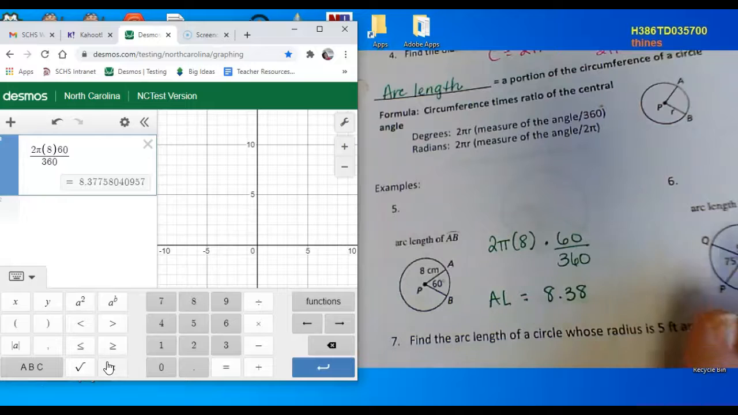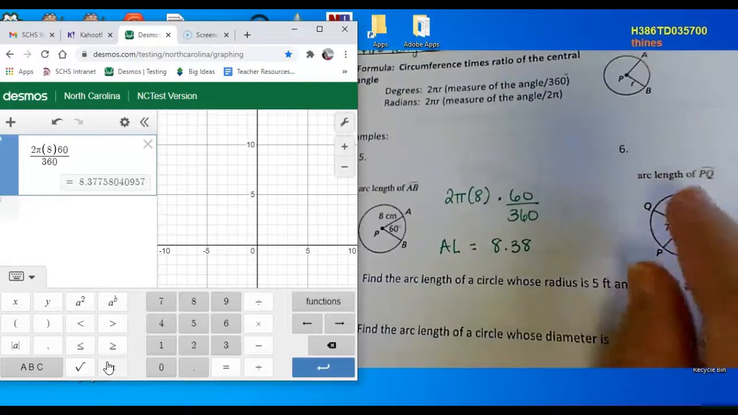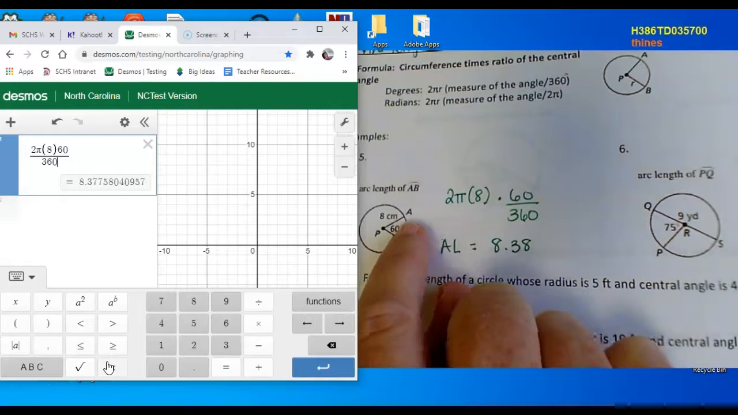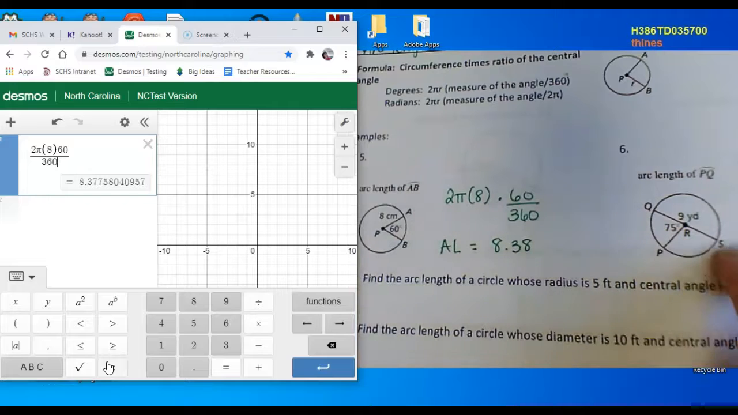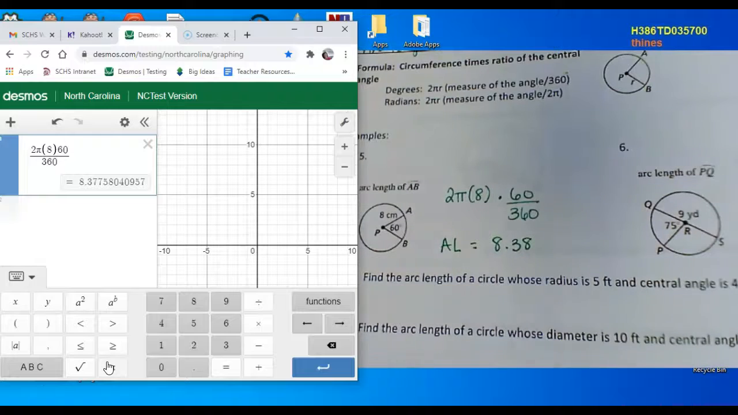Okay? All right, I'm going to let you try number 6. Number 6 is just a tad bit different because they gave me the diameter. They didn't give me the radius. The radius here was 8. Okay? So how do I find the radius on a problem like this one? Yep, I need to divide that by 2 first to get the radius, and then I'll do the same sort of thing. So try that, see how it works.